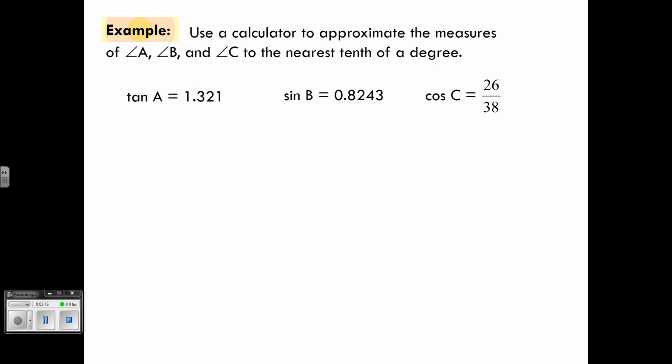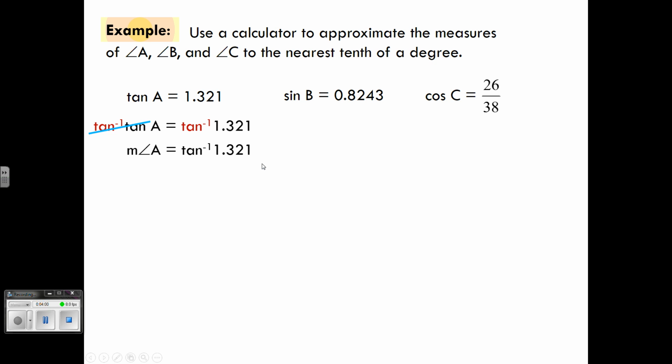And remember that whatever you do to one side of an equation, you do to the other side of the equation. Just like in algebra, if you subtract 2 from the left side, you also subtract 2 from the right side. Or if you divide by 3 on one side, you divide by 3 on the other. Well, in this case, I'm going to do the tangent inverse on the left side and the tangent inverse on the right side. And now tangent inverse and tangent, these things are going to cancel each other out, and notice that you're just left with angle A. So the measure of angle A is equal to the tangent inverse of 1.321.